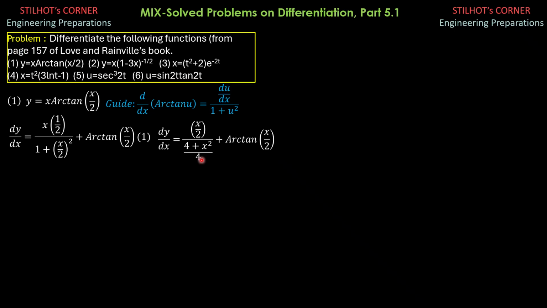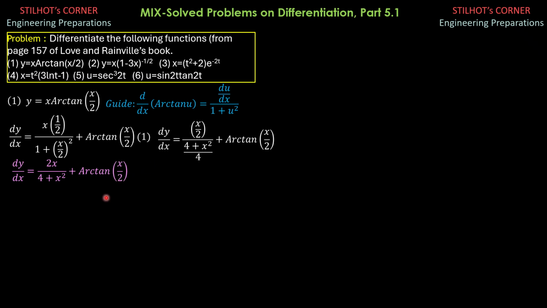So simplifying algebraically, this denominator 4 here will be transferred to the numerator. So 4 times x over 2 is 2x. So the final answer is dy dx is 2x over 4 plus x squared plus arctan of x over 2.